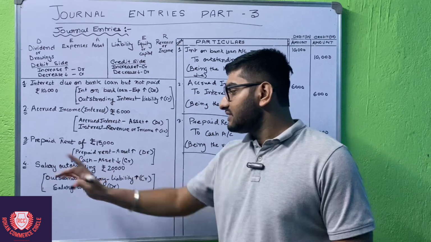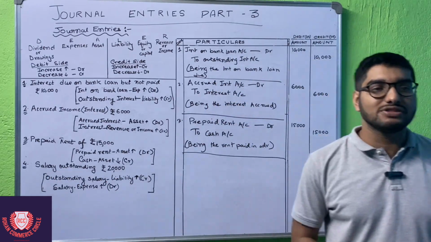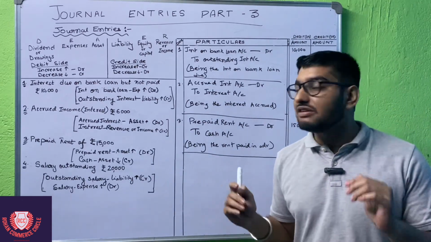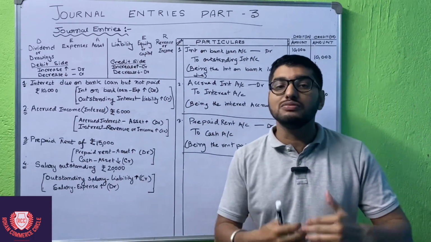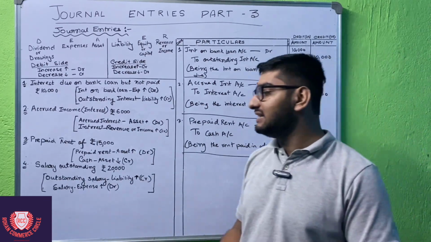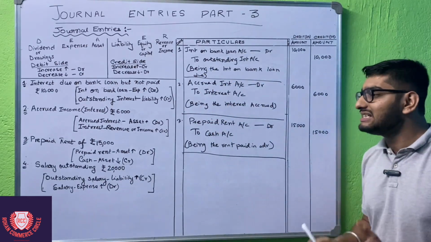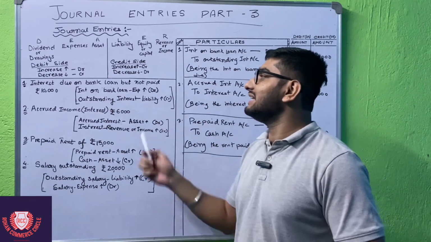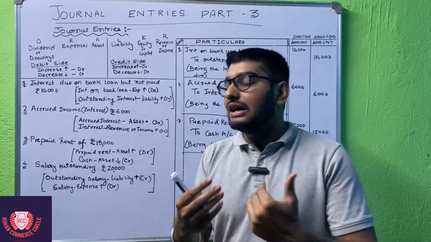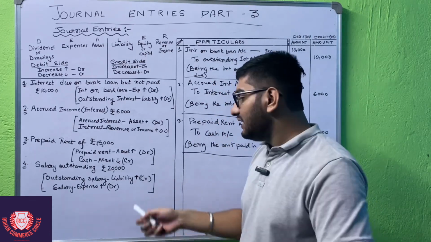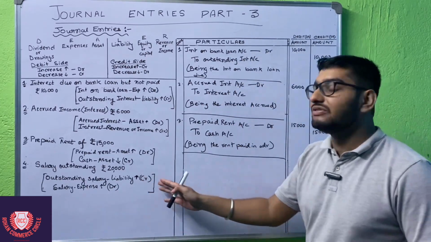Then the last, the fourth one, is salary outstanding, rupees 20,000. What does outstanding mean? It's the opposite of prepaid. Outstanding means we have to pay it. So outstanding salary is a liability for us. As the liability is increasing, we have to credit it.